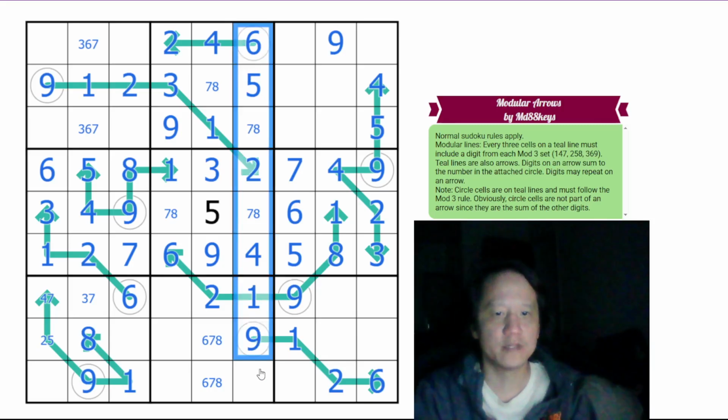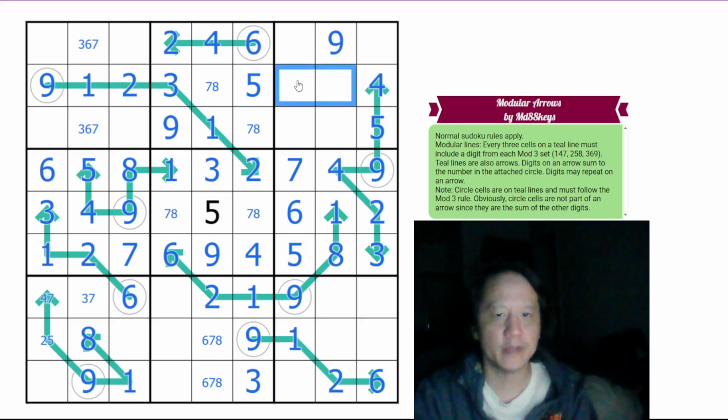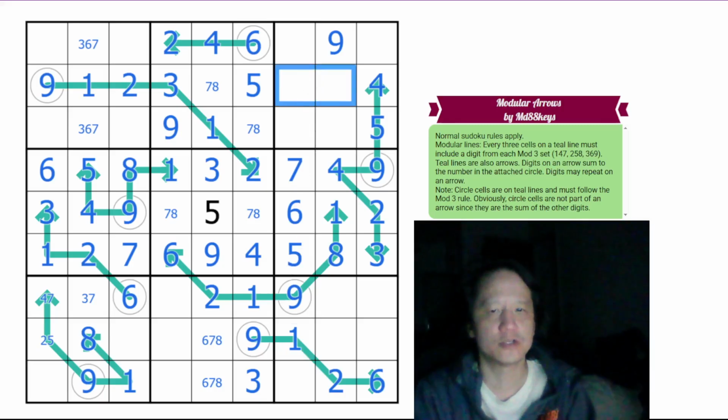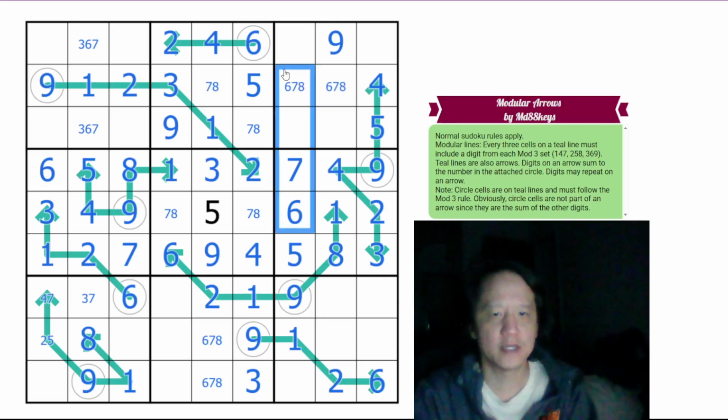Remaining digit in column 6 is a 3, so that's 3. Remaining digits in row 2 are 6, 7, and 8. This can't be 6 or 7, so this is 8, which makes this 7, which makes that 6. That 7 eliminates 7 here, so it's 8.